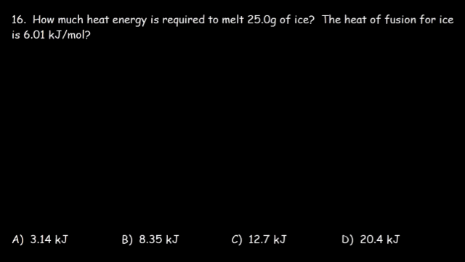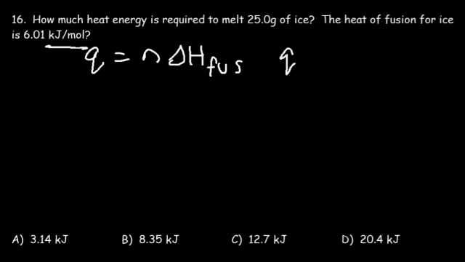Number 16. How much heat energy is required to melt 25 grams of ice? The heat of fusion for ice is 6.01 kilojoules per mole. Now, the equation for this type of problem, whenever you have a phase change, there are two types. It can be moles times the enthalpy of fusion, if it's in kilojoules per mole, or it could be mass times the enthalpy of fusion, if the units are like joules per gram. So it really depends on the unit. What we can do in this problem is simply convert grams to moles and moles to kilojoules. And I think that's the best way to solve it.